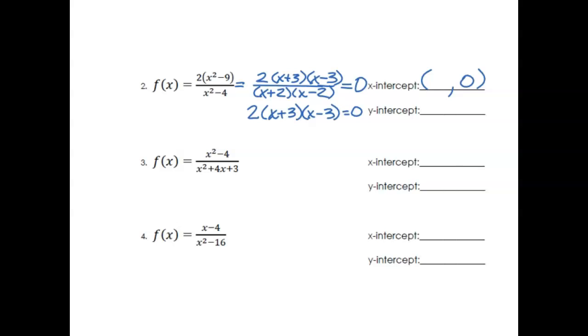I set each one equal to 0. So does 2 equals 0 give us any information? No, that doesn't even make sense. Does x plus 3 equals 0 give us any information? Yes. X equals negative 3. And then the last factor, does x minus 3 equal 0 give us information? Yes, x equals 3. How many x values did we get? So how many X-intercepts do we have? 2. The first X-intercept will be at negative 3, 0, and the second X-intercept will be at 3, 0.